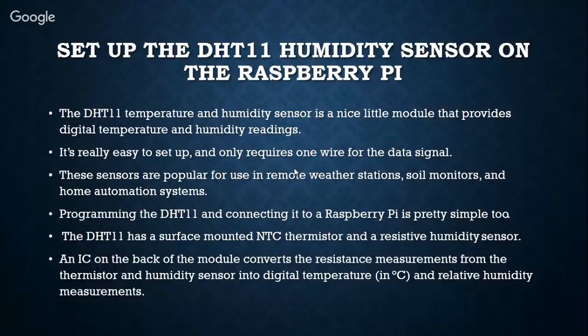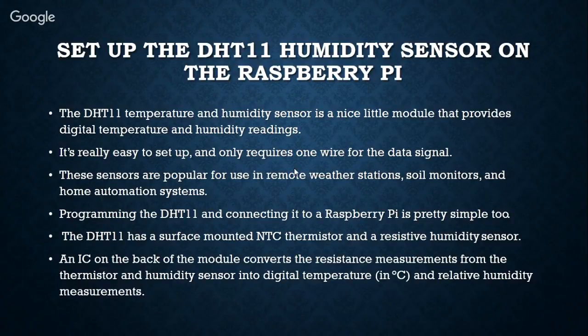The DHT11 temperature and humidity sensor is a nice module that provides digital temperature and humidity. It's really easy to set up and only requires one wire for the data signal. Only one wire is required for data. These sensors are popular for use in remote weather stations, soil monitors, and home automation systems. Programming the DHT11 and connecting it to the Raspberry Pi is pretty simple, right?